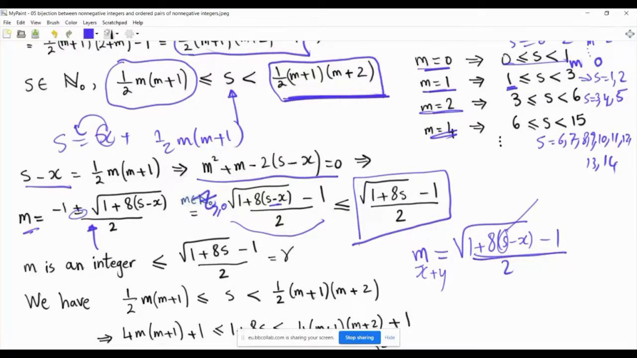But what is the problem? The problem is that this is not m. We know that m is less than or equal to this guy. But the formula for m is this one. It is not this one. It is this one if x is equal to 0. And we don't know that, right? Because you get an s, we are solving for x and y. We don't know yet that x is equal to 0.